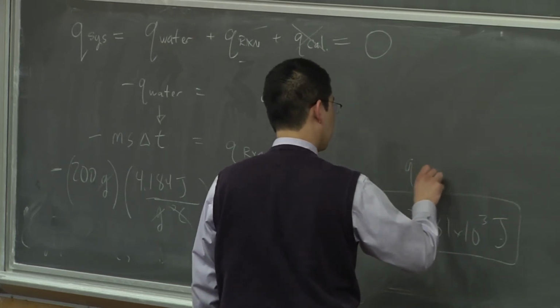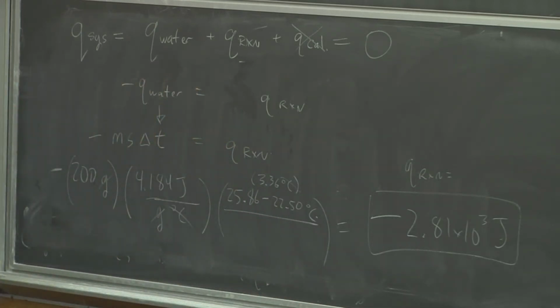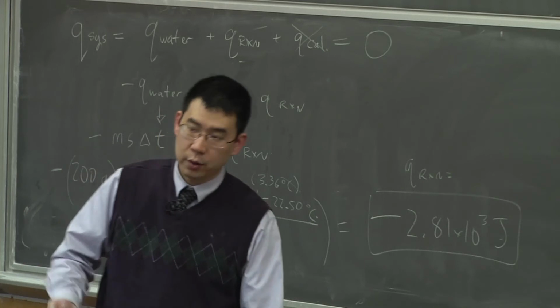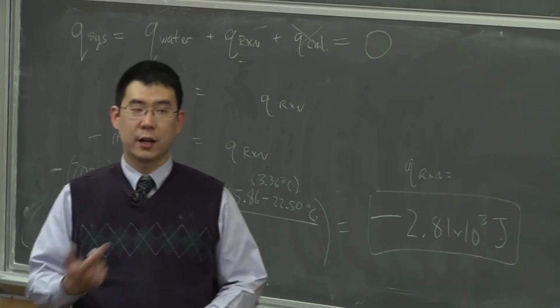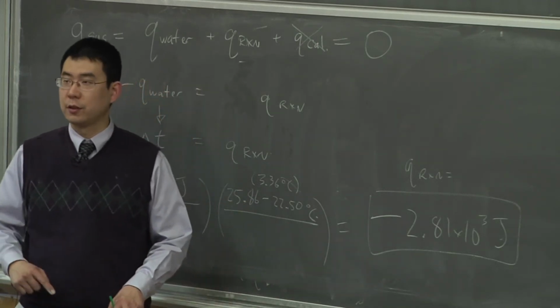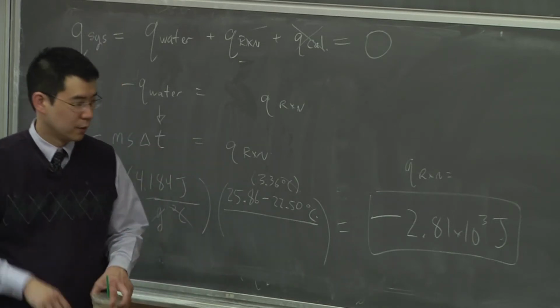Q equals Q of reaction. Does that make sense in terms of the sign? Well, what happened when you mixed the two things together? The temperature of the water went up. So if the temperature of the water went up, the water gained or lost heat? The water gained heat. So that means the reaction gained or lost heat? Lost. If the reaction lost heat, what's the sign of its delta H? Negative. Works.